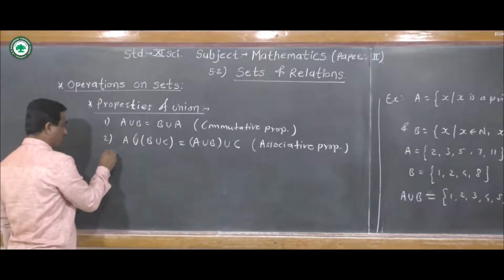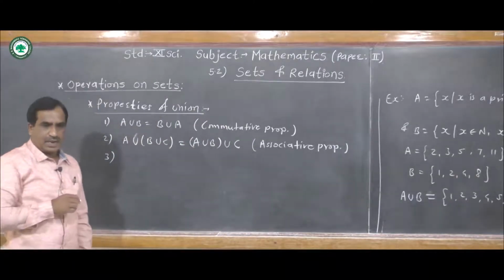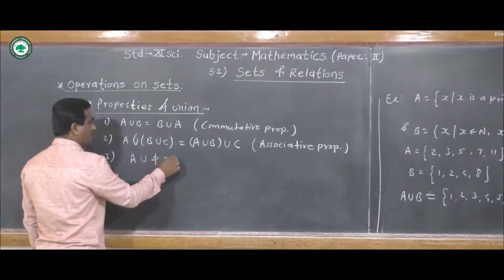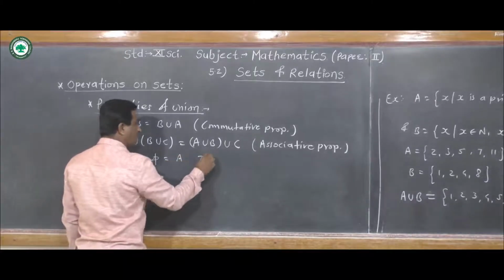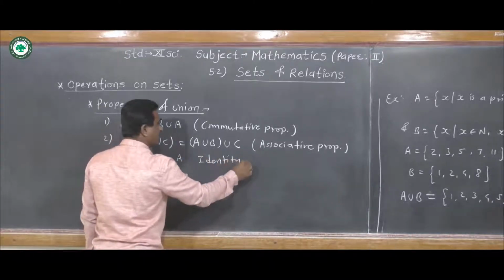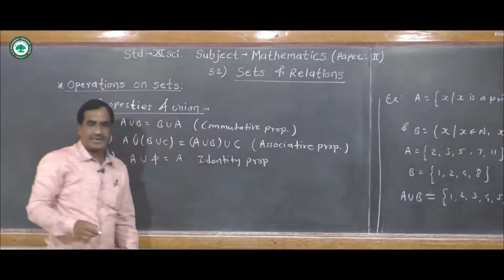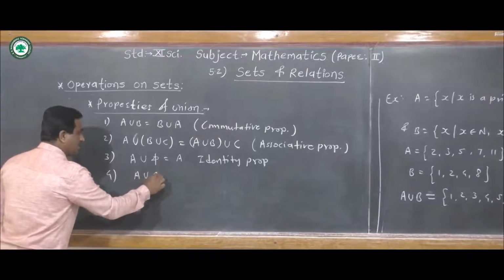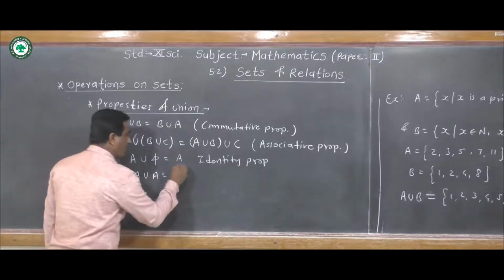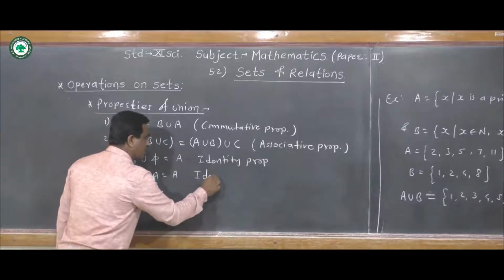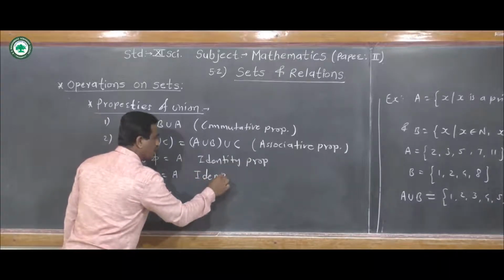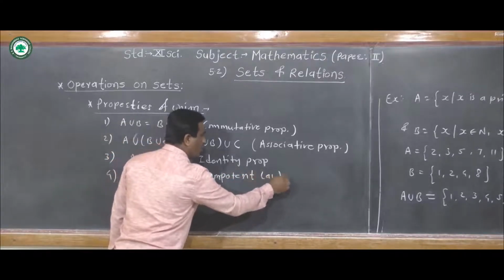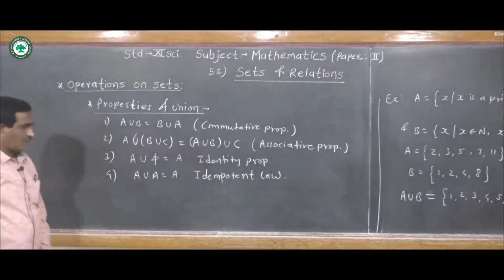Third property, identity property. A union phi is equal to A. It's called as identity property, or identity law. Next is A union A is equal to A. This is called as idempotent law, or property. Okay.